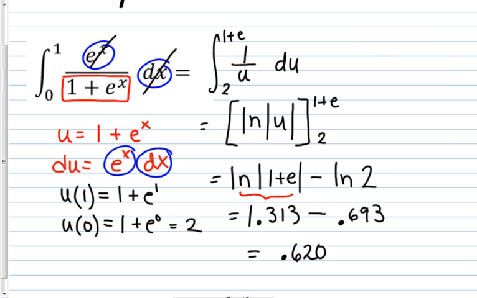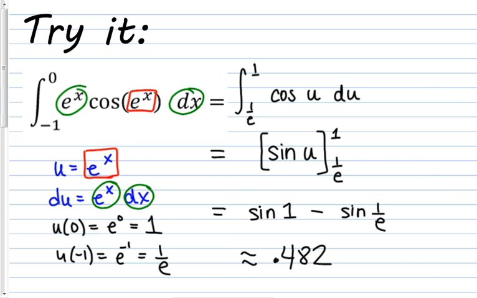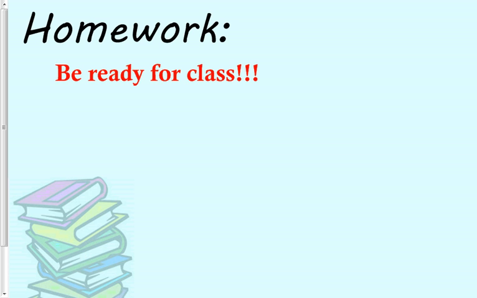All right, to try it, I'm going to pause. I'll show the work, and we'll be done. All right, here it is. I figured out what u would be, and it would be the stuff inside the parentheses near the cosine. So it's cosine u. I figured out what part was the du. I got my new limits for u. So I integrated using u, and I stayed with u. And then I plugged in the 1 for sine of u. So sine of 1 minus sine of 1 over e. And then popped it in the calculator, and I got a decimal. Okay. Homework, be ready for class.